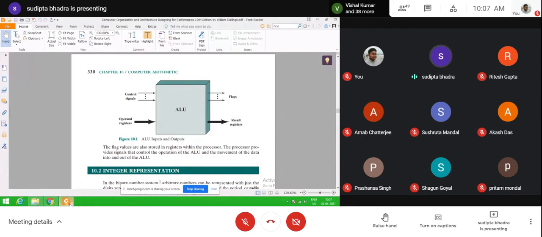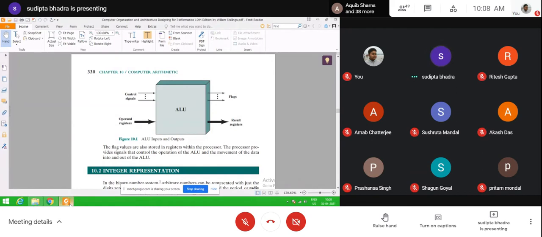Here, computer arithmetic depends upon the ALU, the arithmetic logic unit. In the processor we have seen that there is a control unit, there are some registers, and the most important thing present in a processor, the arithmetic logic unit, which performs the arithmetic and logic operations. Whatever operation is performed, it is performed by the ALU.